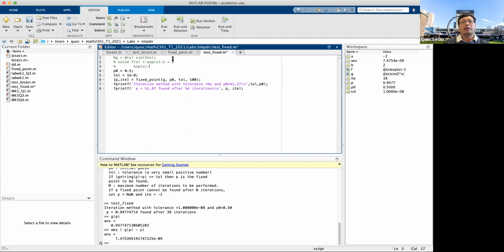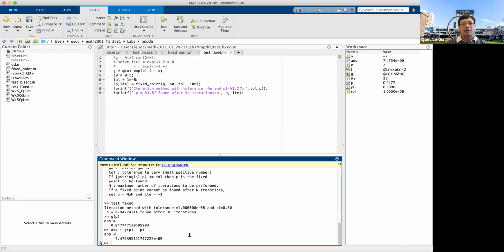Okay, so you essentially just do the same like this, yeah. And then the function g will be exponential of x minus 2 plus x. Okay, and we should run it again and see whether we can find a solution like we have before, right? So now test fix.